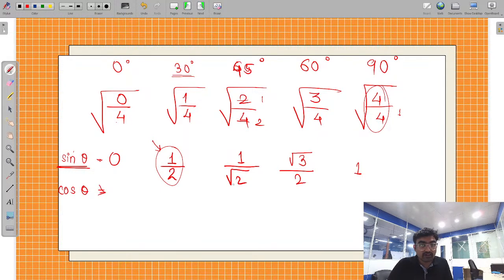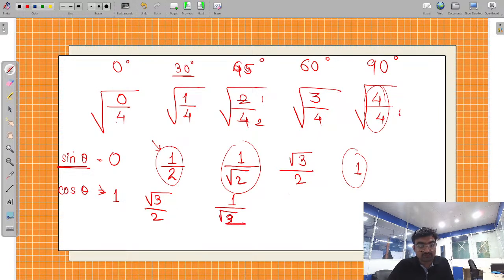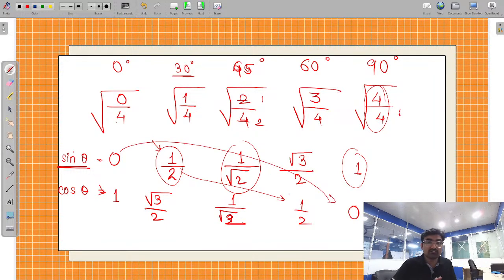Now for cos theta, what you have to do? For sine theta you got the values. Now for cos theta, just start the values from the last value, right? That means 1 will be the first, then second last will be root 3 by 2. Correct? Then this is the middle one, so it will be the same. Then this will be 1 by 2, and 0 will be here. Correct? So these are the ratios for cos theta.